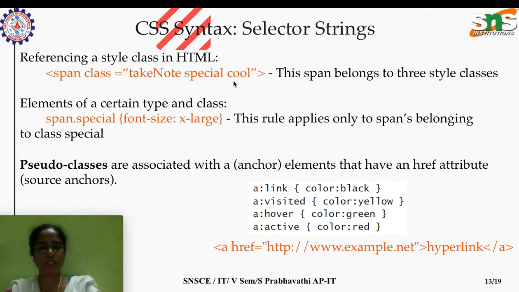All the three classes will each define some style. All these styles will be applied to this element span. The span belongs to three style classes, that's the meaning. The next one is elements of a certain type and class. What does it mean? Span dot special, this is the CSS. Don't confuse it, this is the HTML file and this is the CSS file.